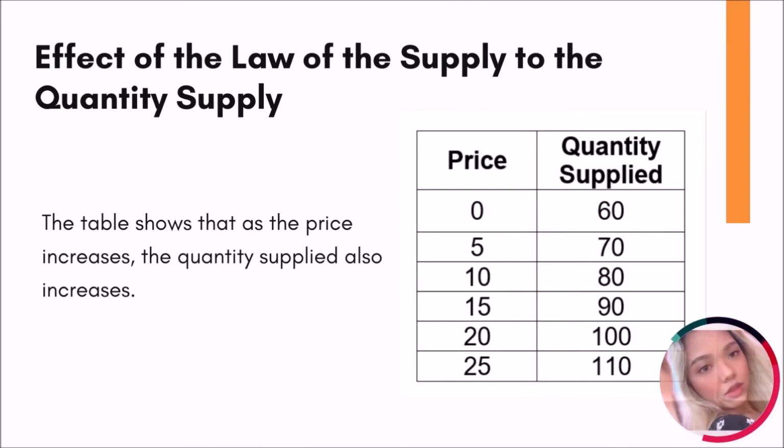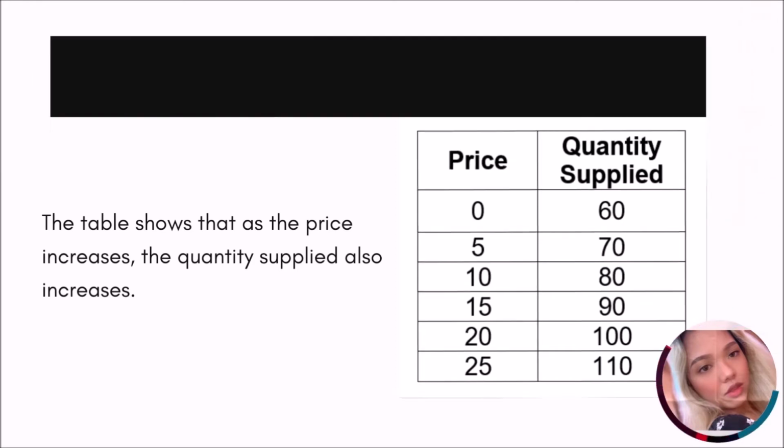This table shows how the law of supply affects the quantity supplied. The table shows that as the price increases, the quantity supplied also increases. So basically, when applying the law of supply to the quantity supplied, whenever there are changes or adjustments in the price, the quantity supplied is also adjusted in accordance with the increase or decrease of the price.